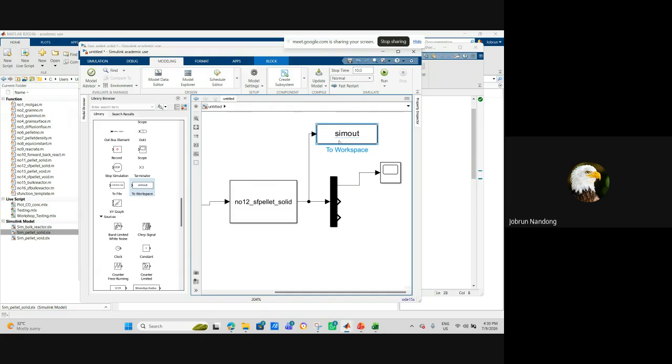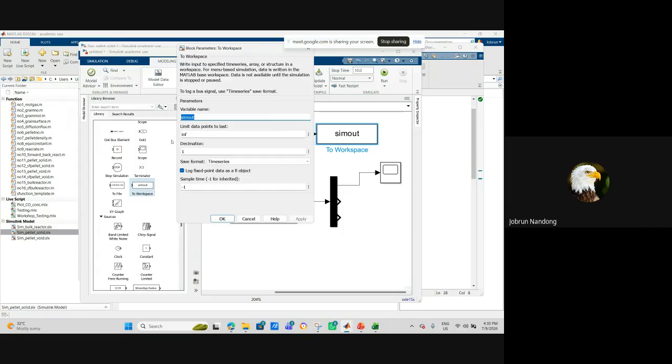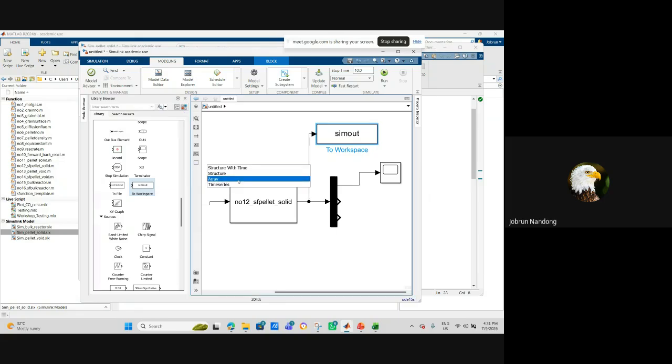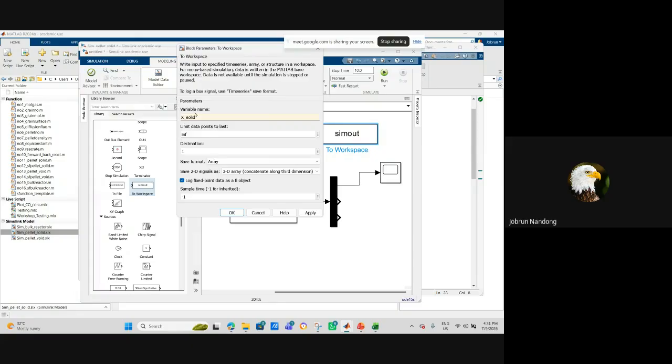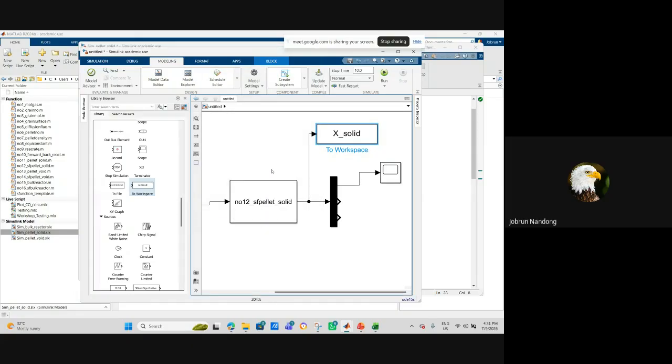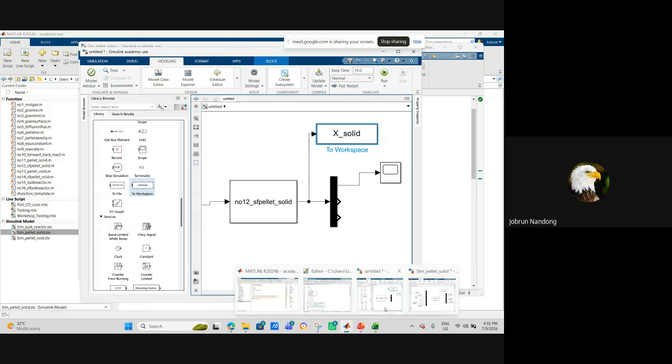So the next thing you need to do is change the name here. Double click on this. Let's call that one XV, or you can use any name you want, something like solid. Okay. And then for the save format, use array rather than time series. Time series is the default, so you change it to array. Use array structure. Change the name and then array, then after that you click OK. Okay, something like that.